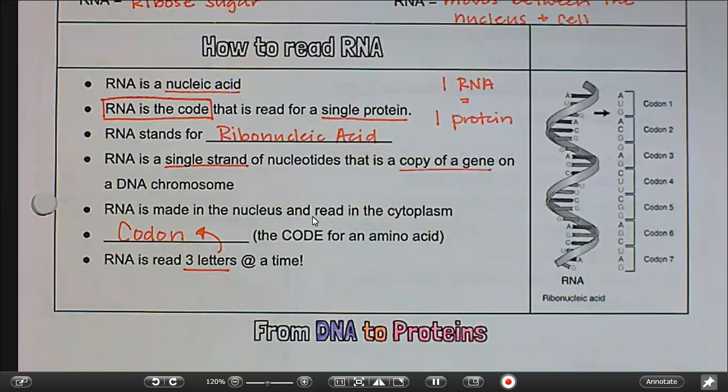And then we read RNA in 3-letter chunks called a codon. So 3 letters code for an amino acid. And remember, amino acids are the building blocks of proteins. So we read RNA in codons. So if you look here, we would have this strand of RNA with all the bases. And remember, we've used U instead of T. And each 3-letter set is a codon that will give us one piece of the protein we're building.